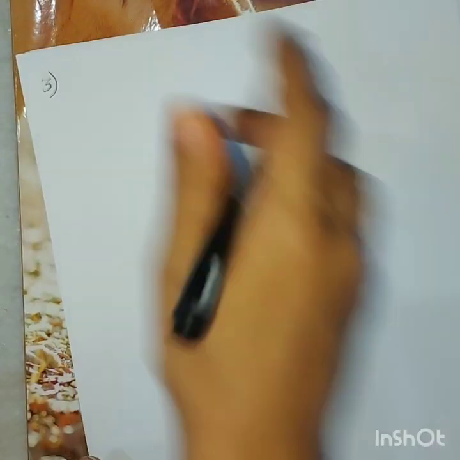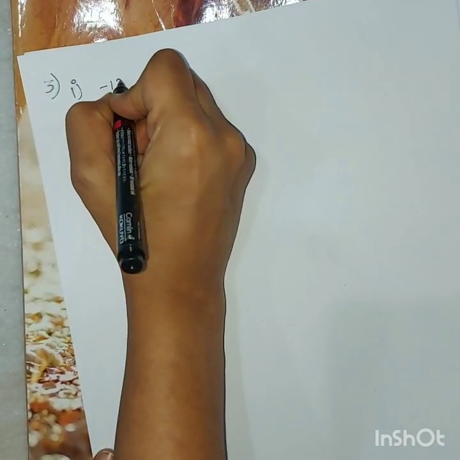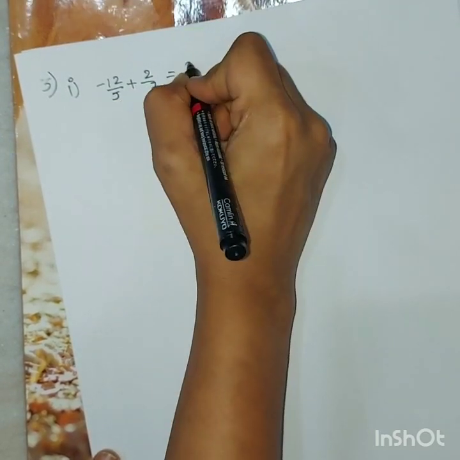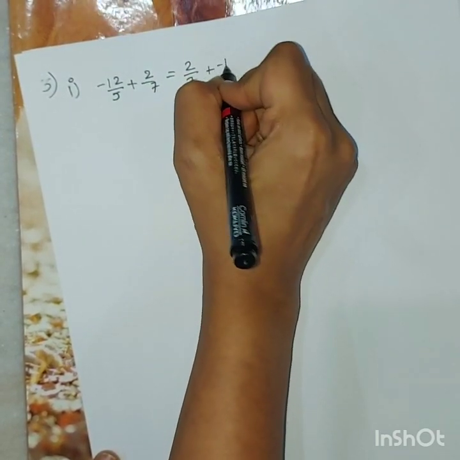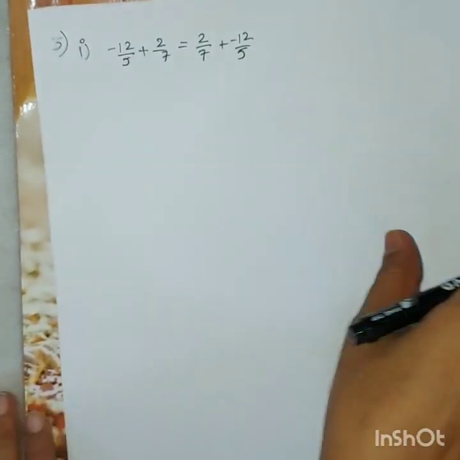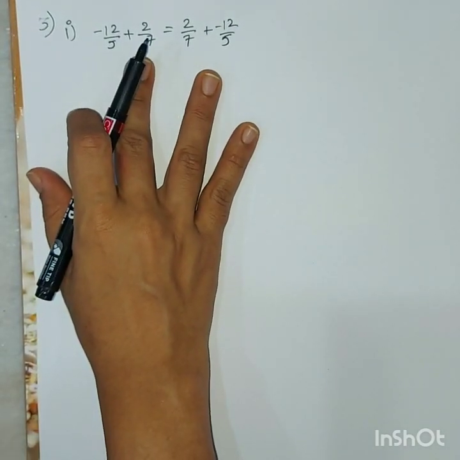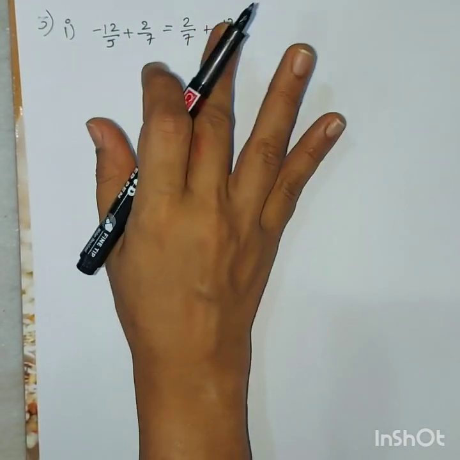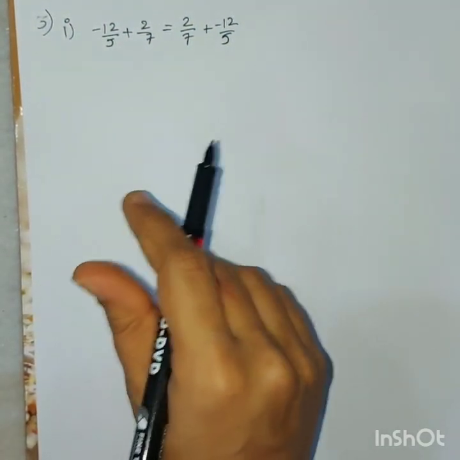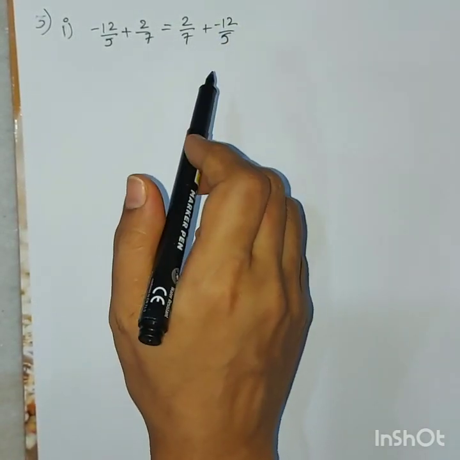We have a sum. First part, third question, first part is minus 12 upon 5 plus 2 upon 7 is equal to 2 upon 7 plus minus 12 upon 5. If they have given the equal to sign, we have to verify whether they are equal or not. Always when it is verify, we have to do it by the LHS and RHS method. It is already mentioned in the notes I have made and I will send you the pic. In that you can read, always by LHS and RHS method.